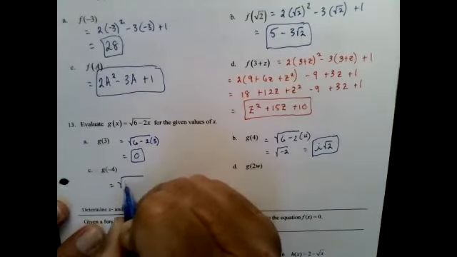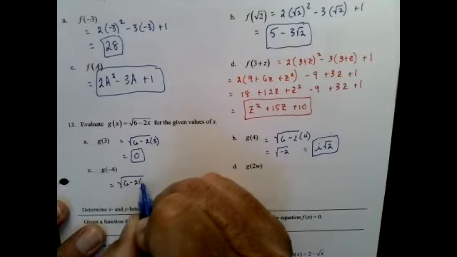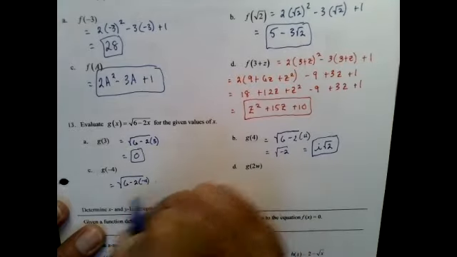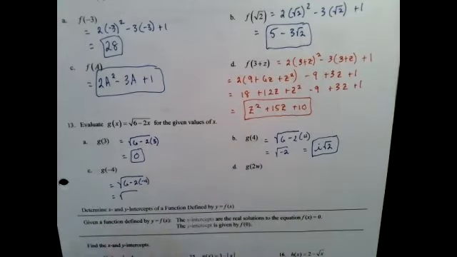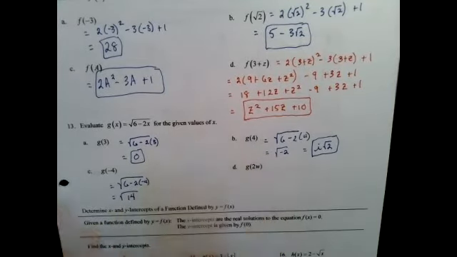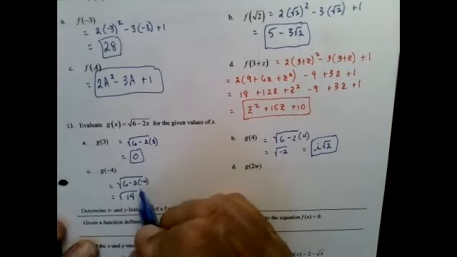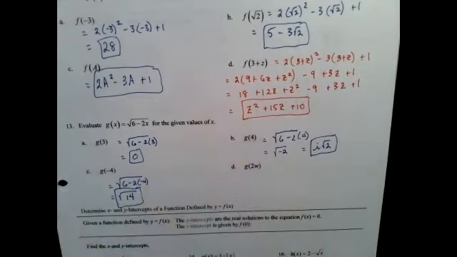Plugging in -4. 6 minus 2 times -4. Rocket math. Square root of 6 plus 8. That's 14. Can't touch this. Final answer. Square root of 14. Don't even need to phone a friend.